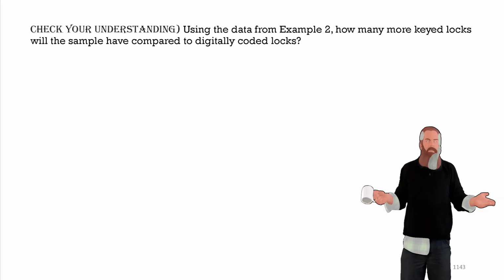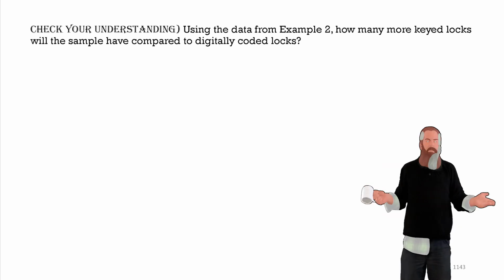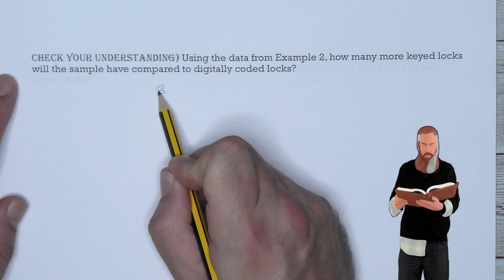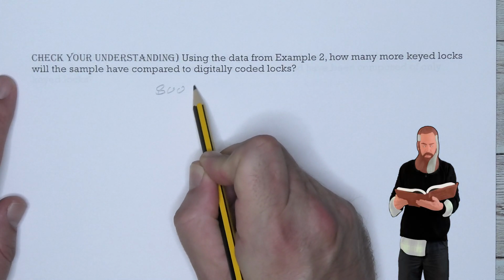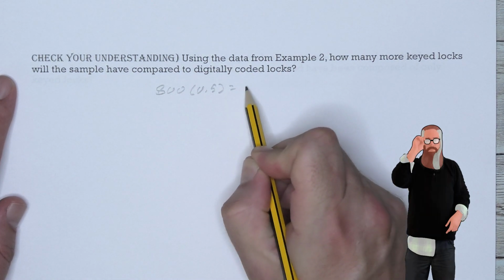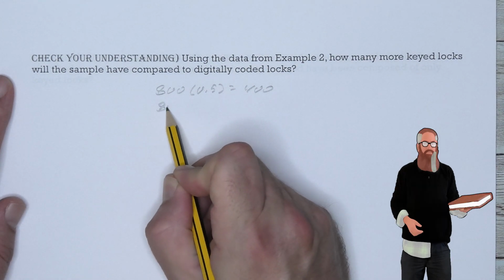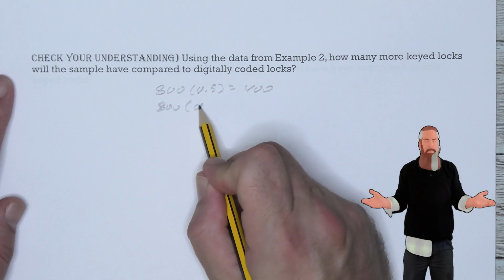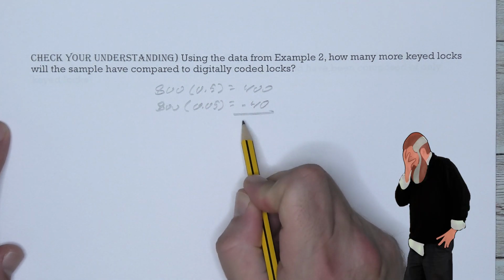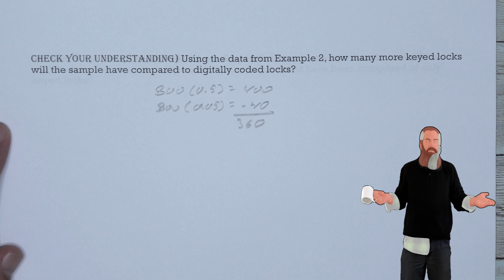Let's check our understanding. Use the data from example 2. How many more keyed locks will the sample have compared to digital coded locks? Well, we know the sample size is 800. And of that, 50% of them are keyed locks. So that is 0.5, or 400 keyed locks. The sample size is still 800, and digital locks represent 5%, which is 40 locks. So subtracting them, we get that there are 360 more keyed locks than digital locks.